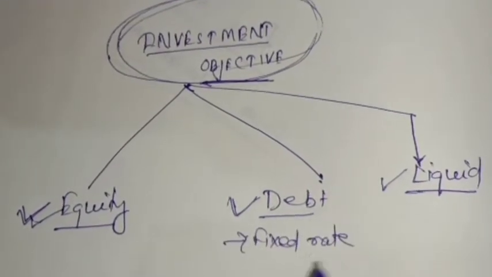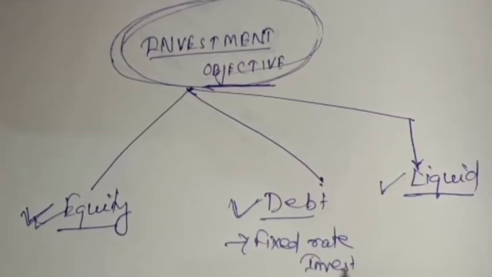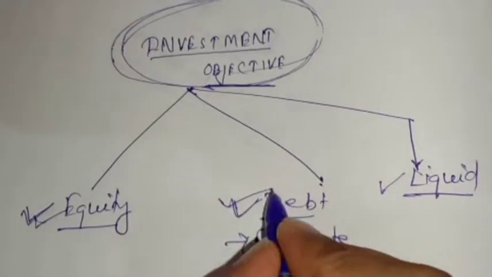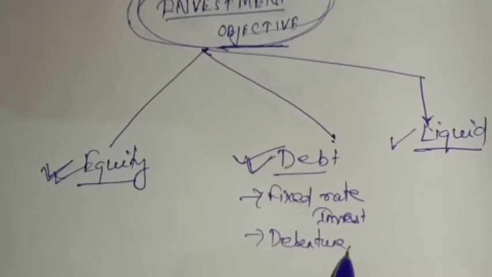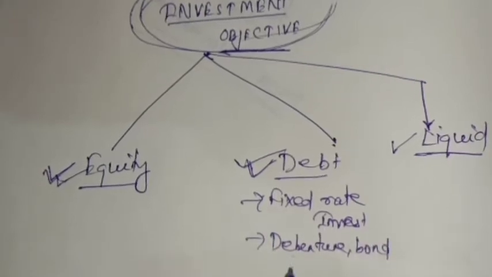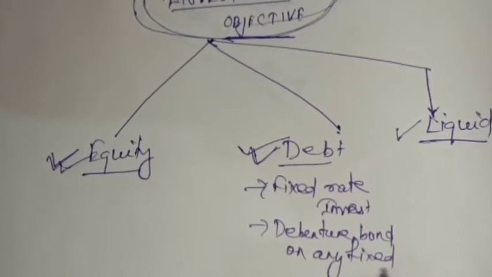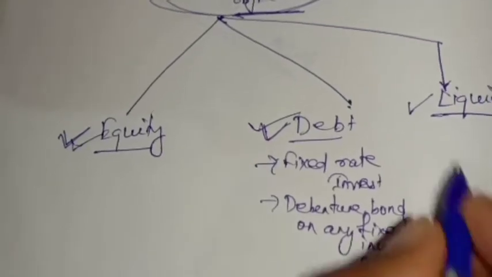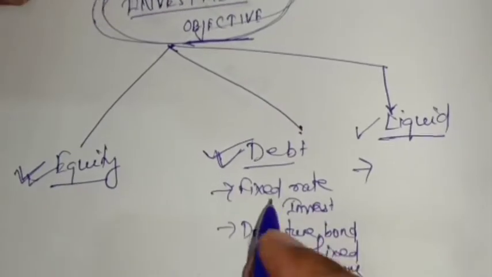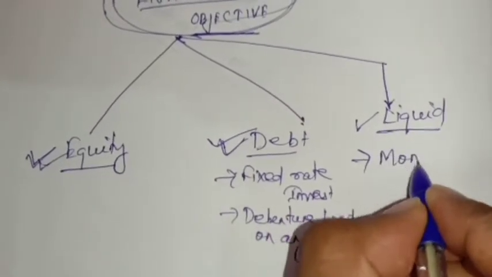If the mutual fund is investing somewhere and getting a fixed rate of interest, that is a debt fund. That includes debentures, bonds, or any fixed income securities. And a liquid fund means it is invested in the money market.